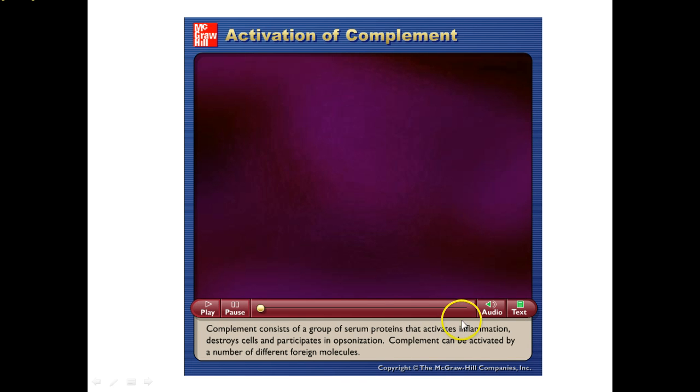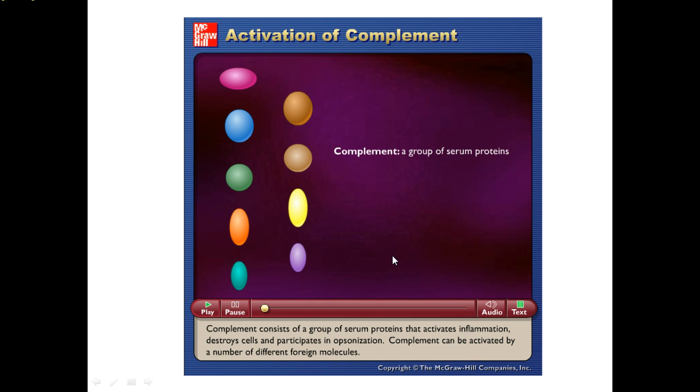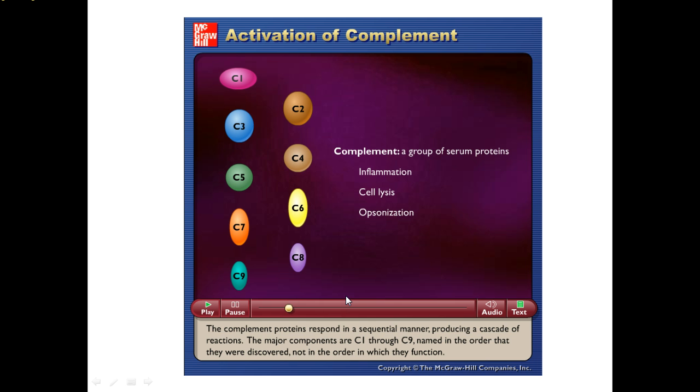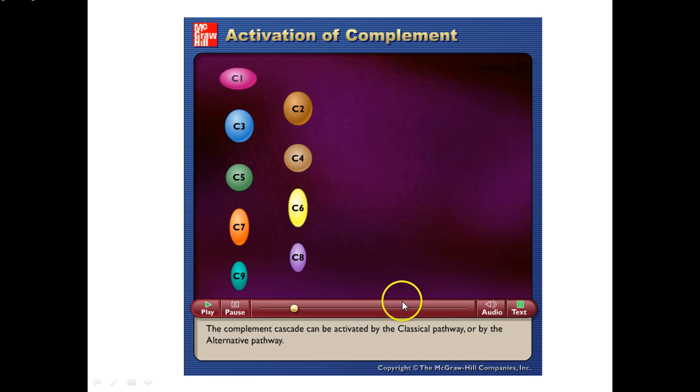So when we talk about activation, as I said, there's a series of proteins. They're found in our blood, and they lead to the things we just talked about. But how it becomes activated, there are 3 different ways in which it can become activated. And these are just the major proteins. There are other ones that are involved.